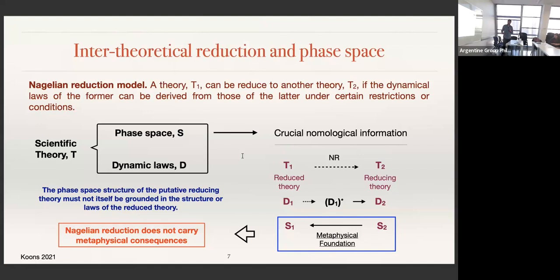the Nagelian reduction doesn't carry metaphysical consequences. In other words, the phase space structure of the putative reducing theory mustn't itself be grounded in the phase space structure of the laws of the reduced theory.